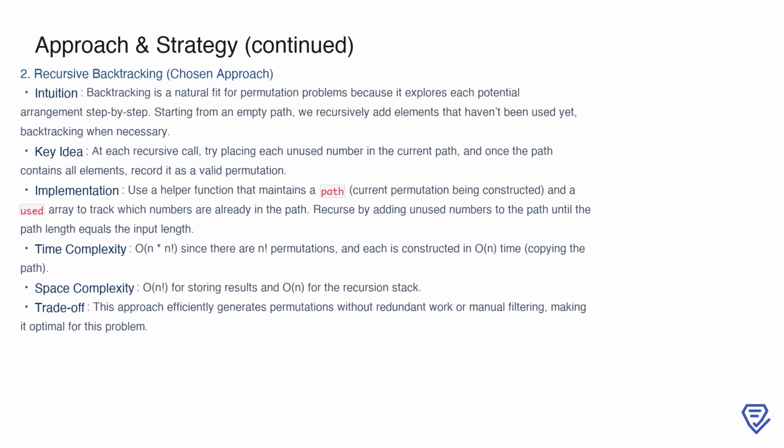permutations, each requiring O(n) operations to copy the path. The space complexity includes O(n) for storing results and O(n) for the recursion stack. This method strikes a balance between efficiency and clarity, avoiding unnecessary work like duplicate filtering while systematically generating all permutations.